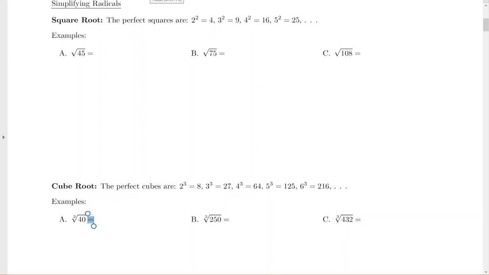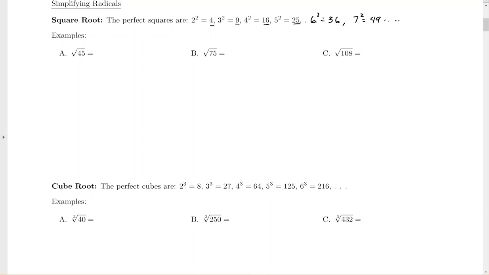To simplify a radical, we want to keep it as an exact answer and not just use our calculator and get a decimal approximation. For a square root, we look at the perfect squares, and to do that, you're just taking a number raised to the 2 power. So 2 squared, 3 squared, and you're generating your perfect squares, 5 squared, 6 squared, I mean, you can keep on going, 7 squared, and so on.